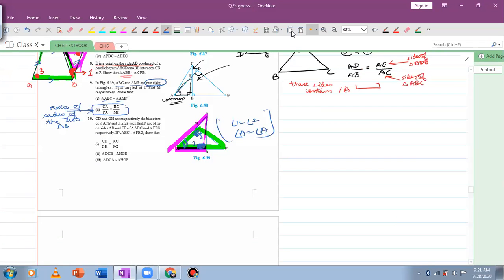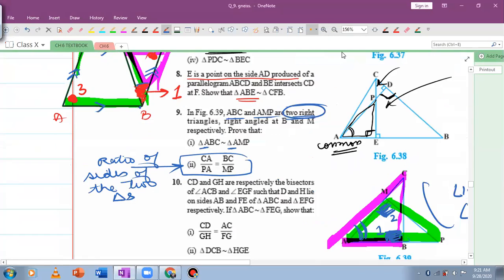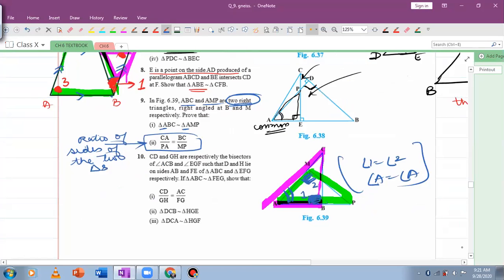Question number 10. We don't have the figure for this question, so you'll have to draw the figure yourself. CD and GH are respectively the bisectors of angles ACB and EGF such that D and H lie on sides AB and FE of triangle ABC and EFG respectively. So let's just go over this statement from the end backwards.